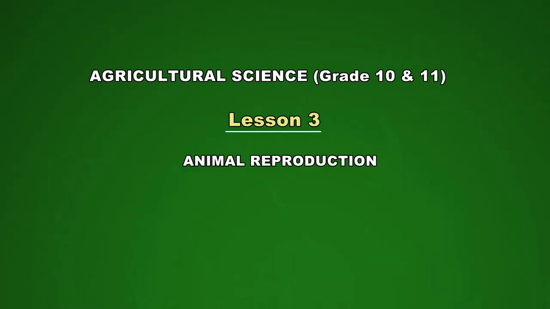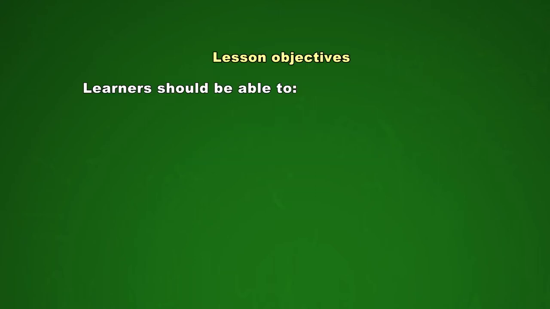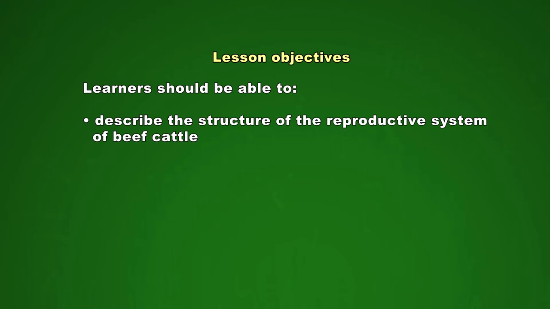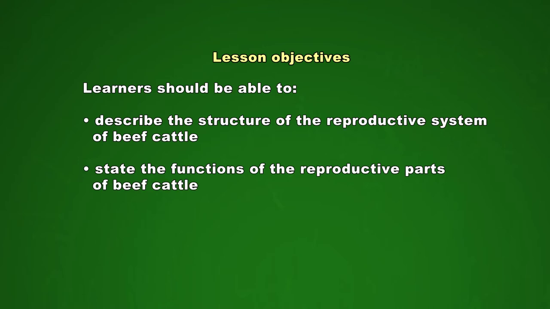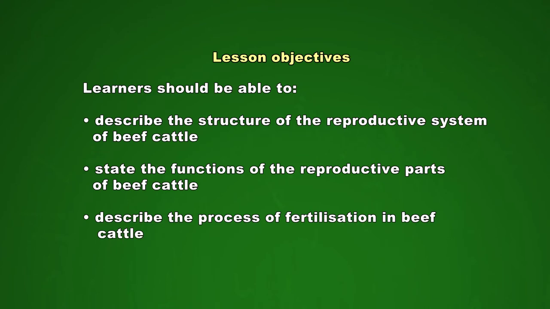Good day, learners, and welcome to our third program for our agricultural science, grade 10 and 11, where we will be discussing animal reproduction. We will use beef cattle as an example for today's lesson. At the end of the lesson, you should be able to describe the structure of the reproductive system of beef cattle, state the functions of the reproductive parts of beef cattle, describe the process of fertilization in beef cattle.